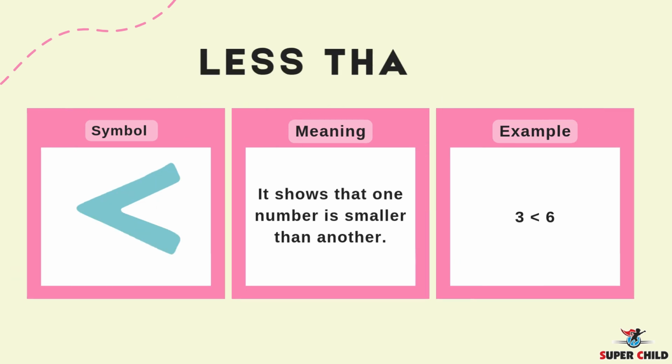Next we'll see is less than. So it shows that one number is smaller than another. For example, 3 is smaller than 6. And the symbol of less than is this sign, smaller sign.